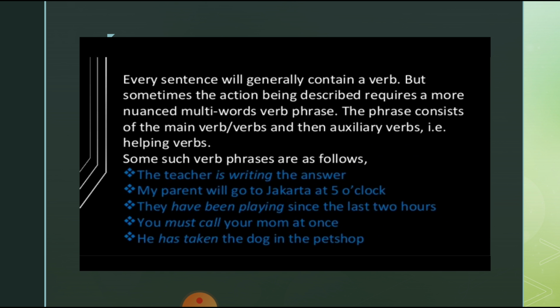See, every sentence will generally contain a verb. All sentences have a verb, but sometimes the action being described requires a more nuanced multi-word verb phrase. See, when some action is going on, to describe that action they need multi-word verb phrases. The phrase consists of a main verb, and then the auxiliary verb, that is called a helping verb. See, let us see through examples. See, all these are verb phrases.